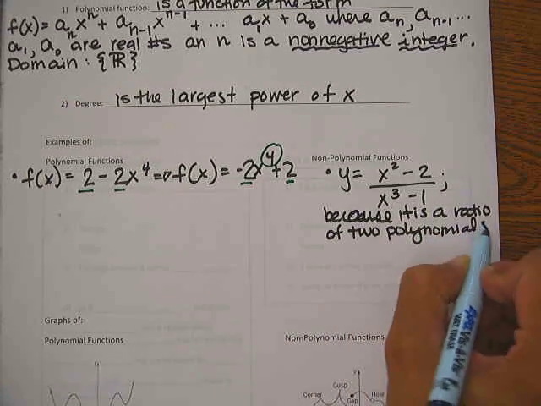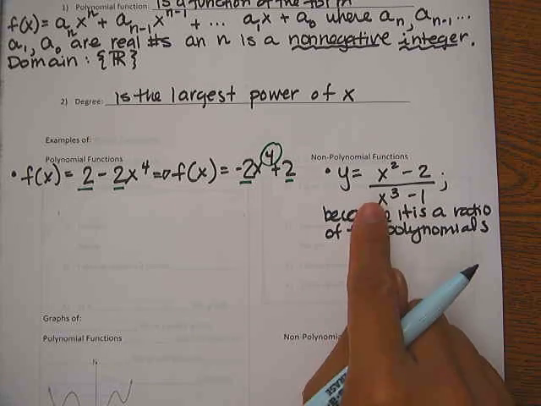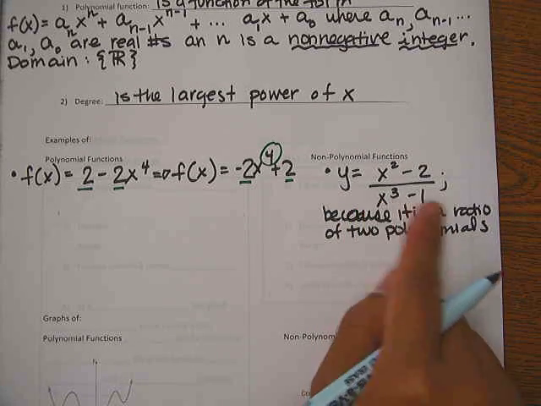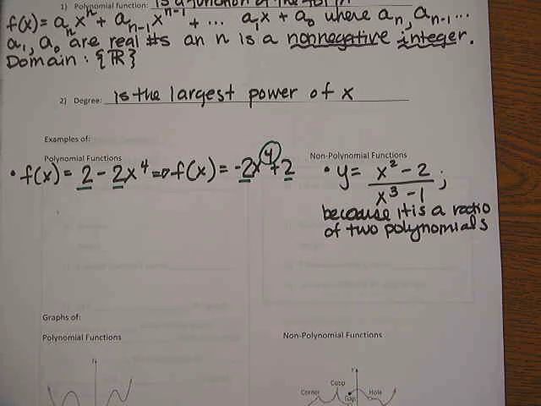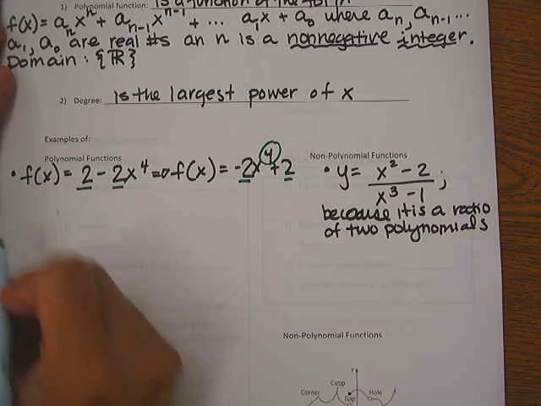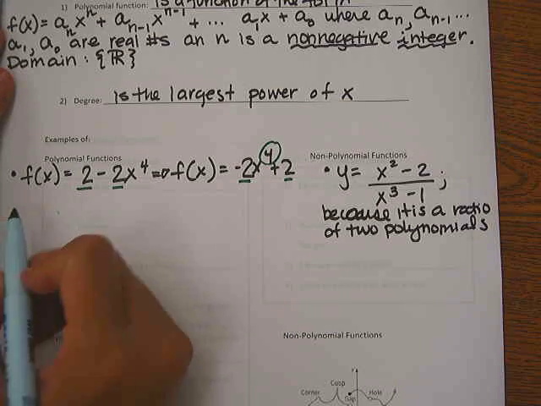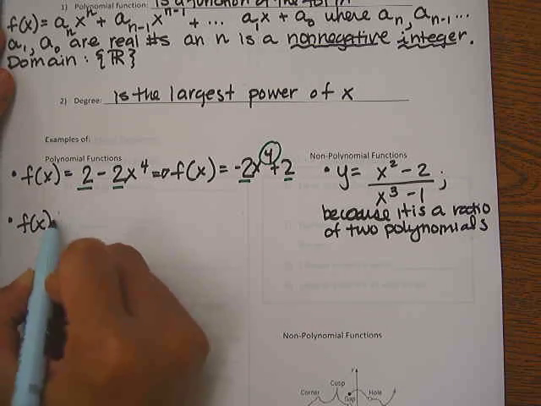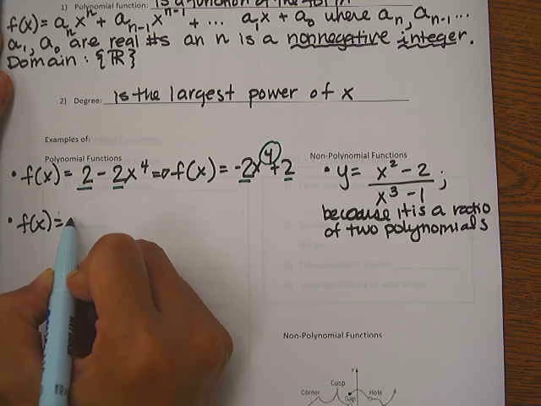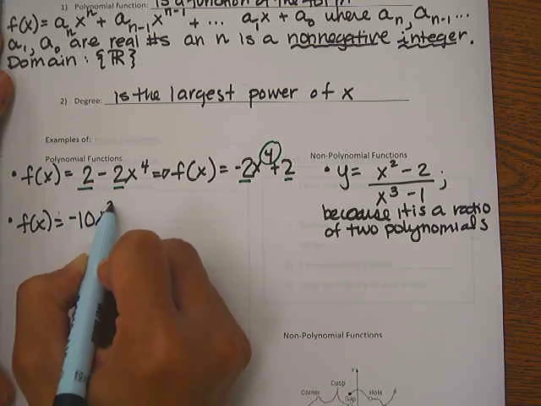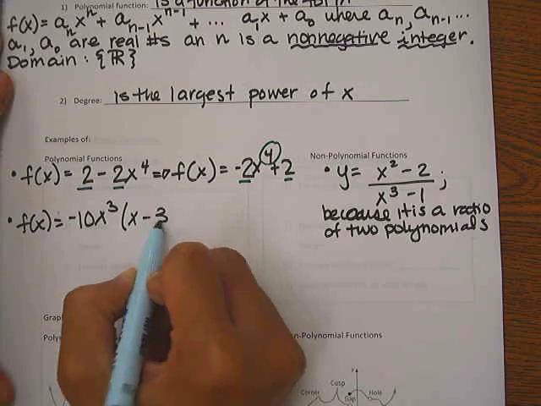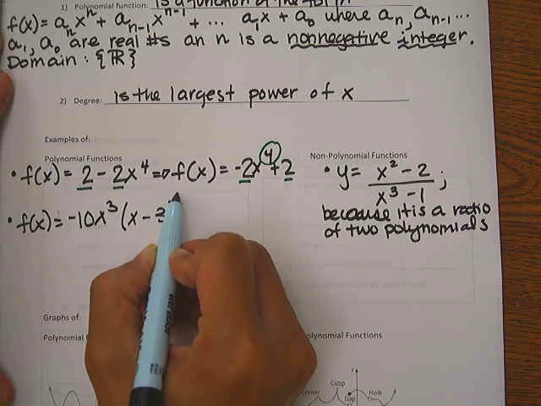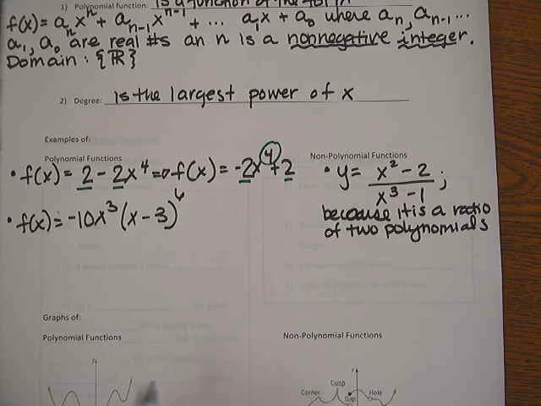Okay. That is why this is not a polynomial, because it's a ratio of two polynomials, and the ratio means a fraction. Okay. Let's give you another one that could be a polynomial. How about this one? f of x equals, make up something, negative 10x to the third times (x minus 3) to the 6th. Okay.